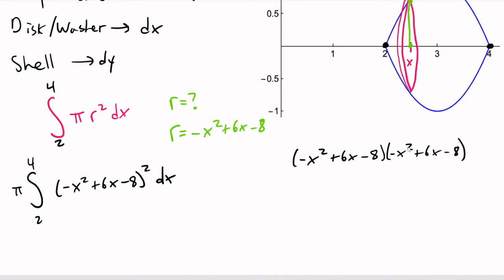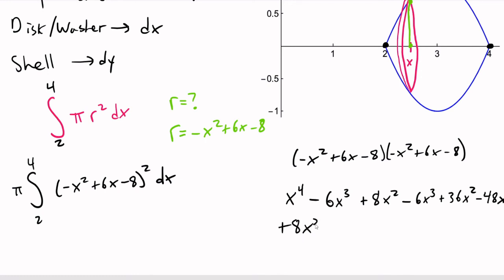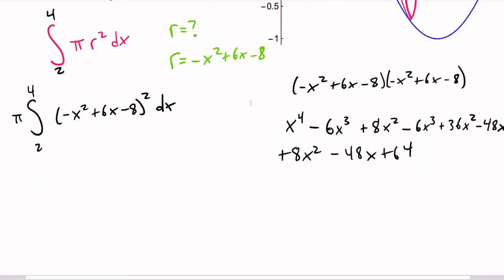So first one's going to hit all the rest. So this is going to be x to the 4th. Then I'm going to go to the next one, negative 6x cubed plus 8x squared. Now this term, minus 6x cubed. Okay, go here, plus 36x squared. Now, that'll give me, boom, boom, minus 48x. And then lastly, I'm going to hit the negative 8 with everything, plus 8x squared minus 48x, and then plus 64. Whew, we've got some cleaning up we can do though, right?